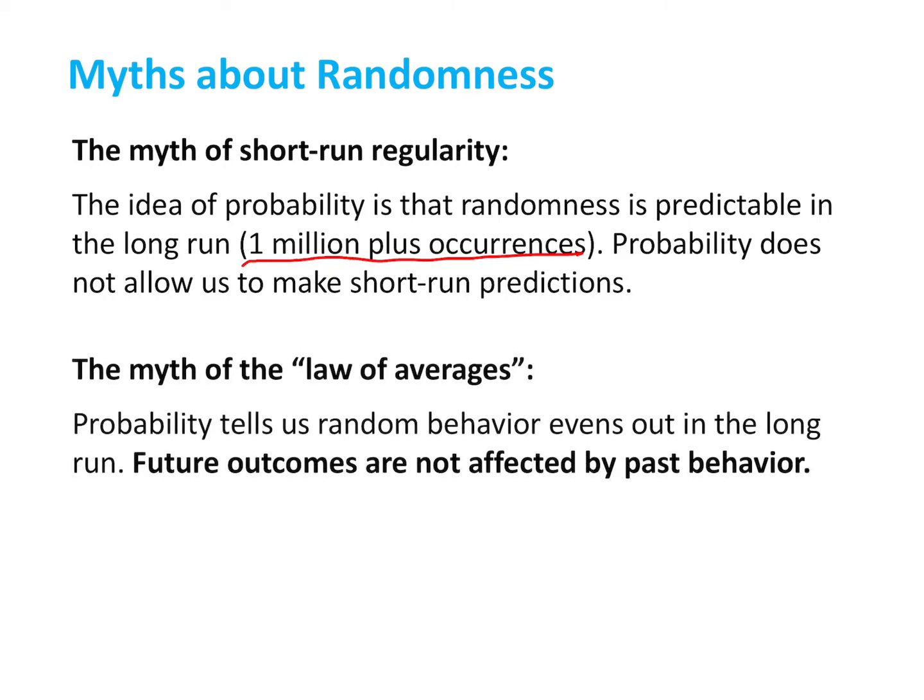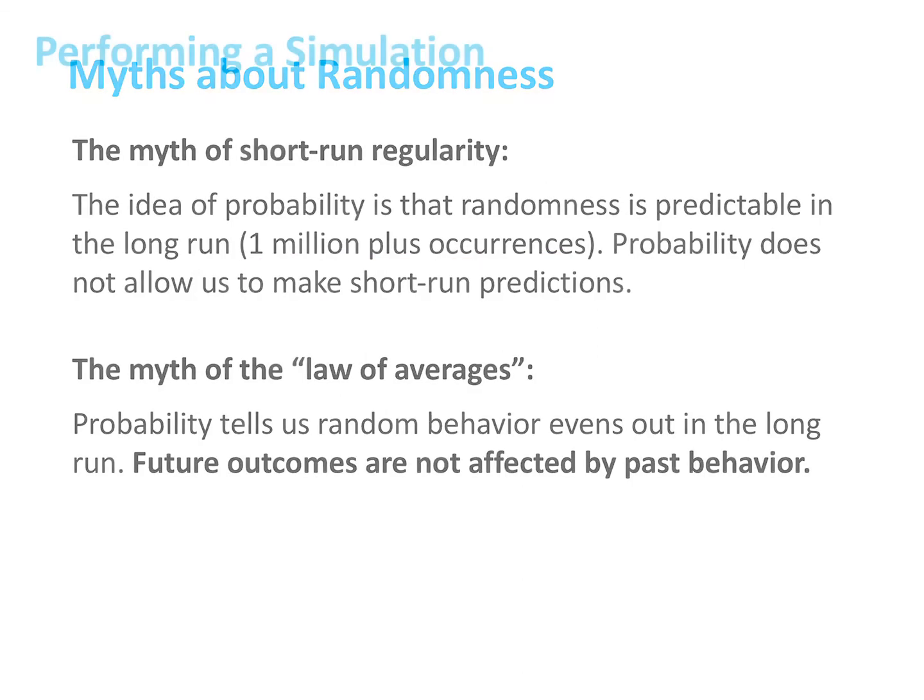The law of averages myth is that probability tells us random behavior evens out in the long run. This is true. So future outcomes are not affected by past behavior. For example, think about a basketball player shooting a free throw. If I had missed the last 50 that I shot, that doesn't mean I'm going to miss the next one. Okay, the past behavior does not make a difference. I still have a 50-50 shot of making that free throw. So what's going to happen next is not from my past behavior of my shooting. We might be able to make a prediction, but the outcome isn't going to change.